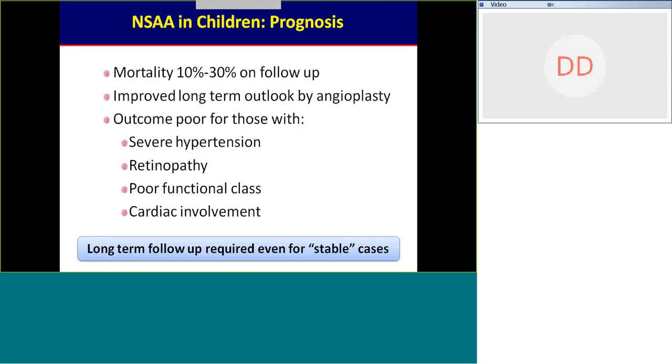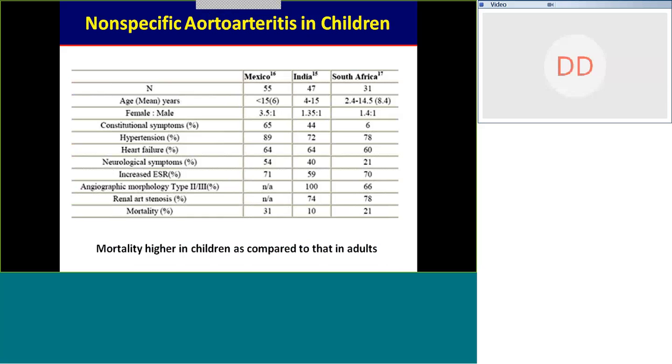Even if the patient has improved, this disease can keep on going into remissions and relapses. It is good to follow them up even if they appear stable. So you follow them up clinically, you follow them up by imaging if necessary, and rarely you may have to bring them back for angiography. Repeat intervention is not uncommon in these patients, so you need to keep that in mind, and the patient has to be counseled accordingly. These are the three large series I was telling you about in children.